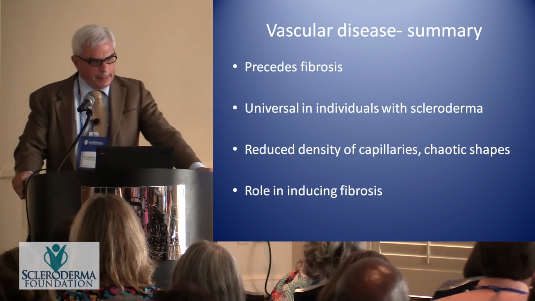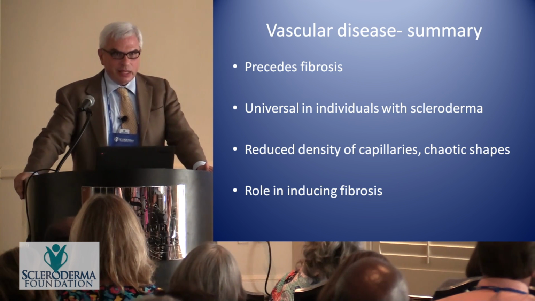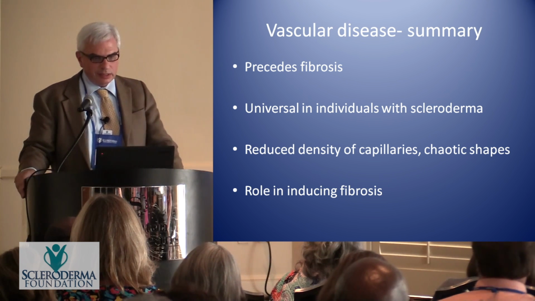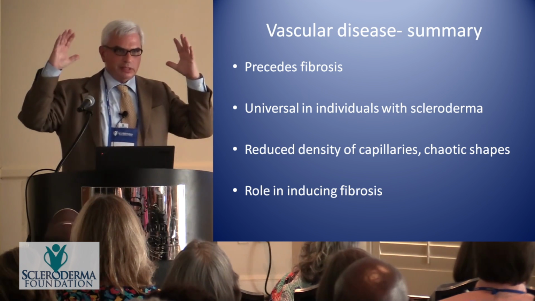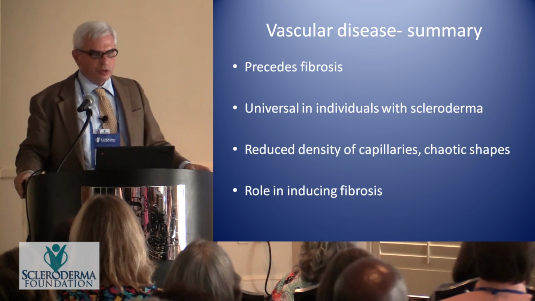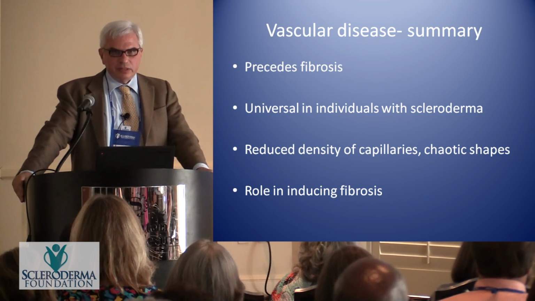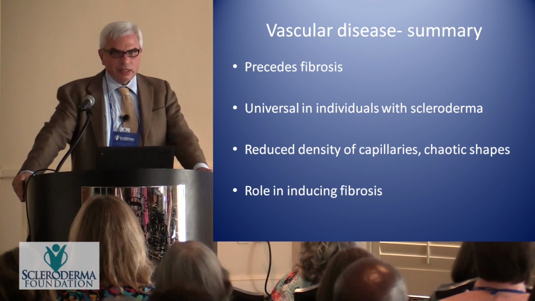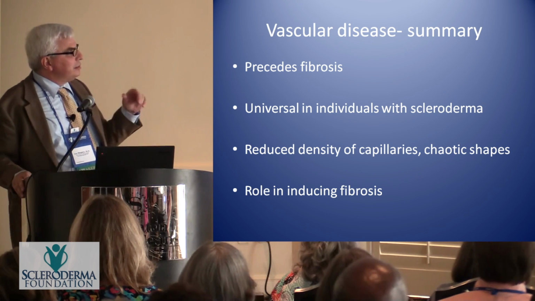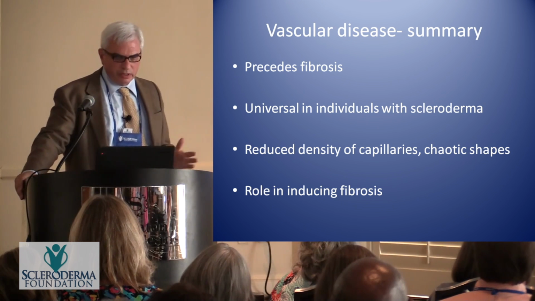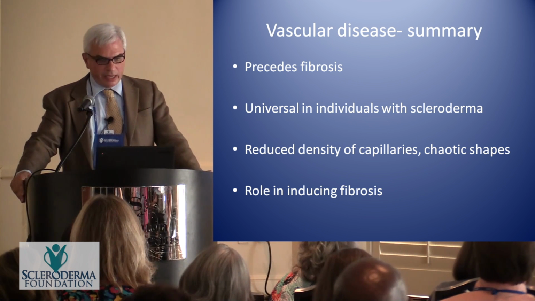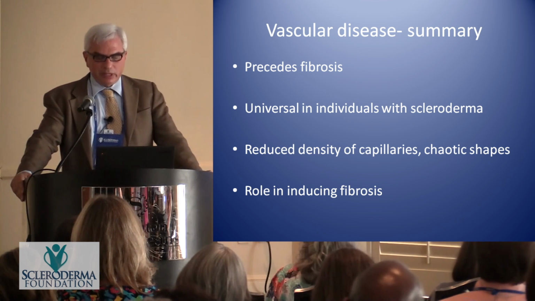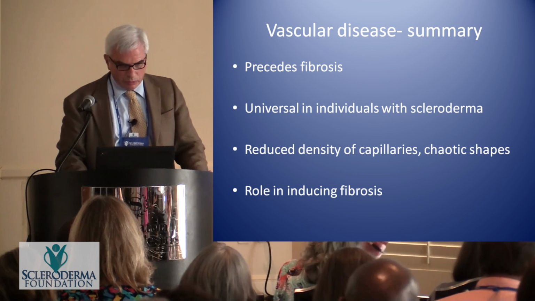So in summary, I think that vascular disease is even more important than fibrosis. Fibrosis is kind of the textbook photo of someone with scleroderma, but the vascular disease precedes it. It's present in everyone with scleroderma to a greater or lesser degree. There's a reduction in the density of capillaries. They take on chaotic shapes, and I believe it also has a role in inducing fibrosis.